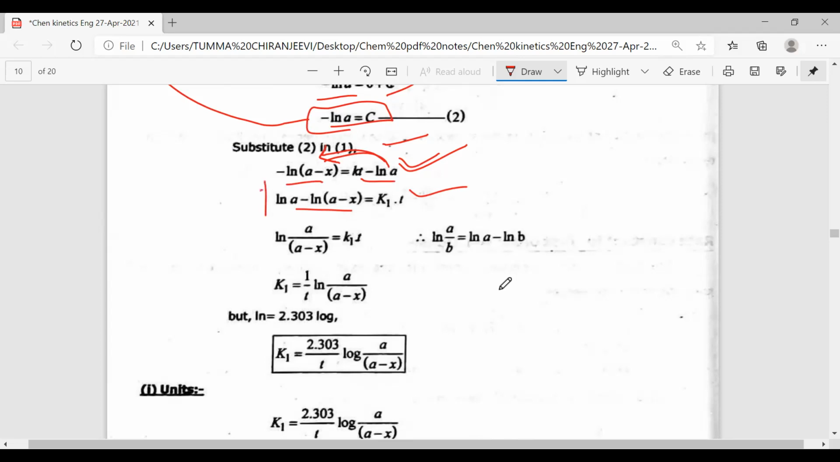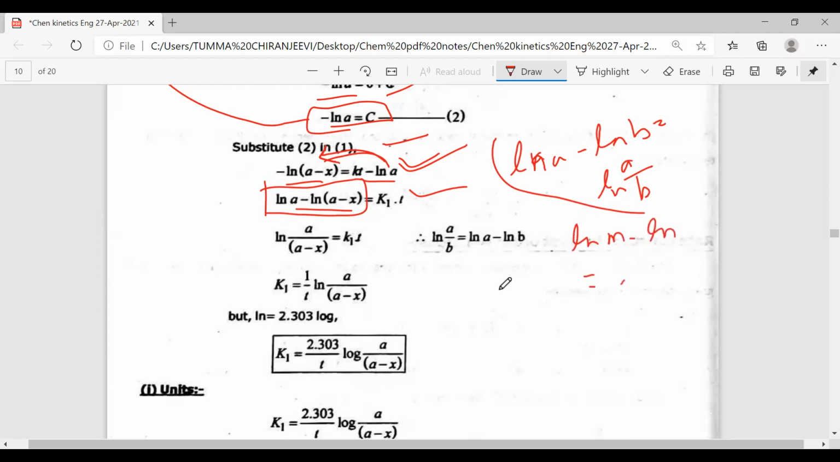So here, see this one. Observe this equation. Based on the formula, log a minus log b is equal to log a by b, or log m minus log n is equal to log m by n. By using this logarithm formula, you can write it as log a by a minus x. This just looks like log a minus log b, and you can write it as log a by b. That is why we write log a by a minus x is equal to k into t.